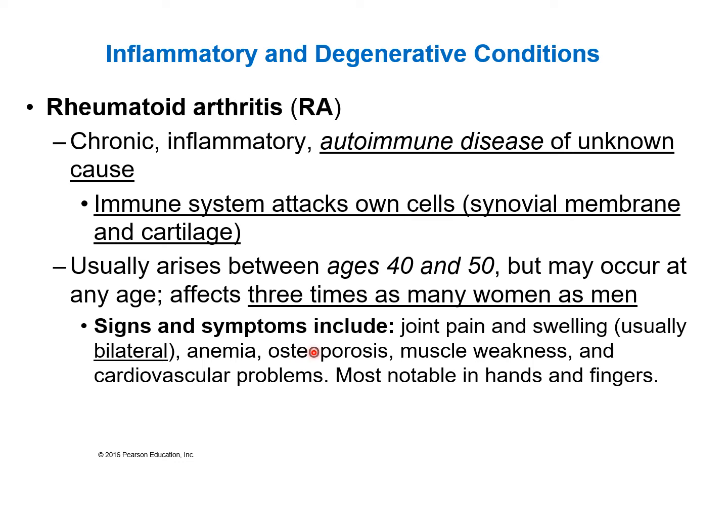Okay, so that's osteoarthritis. What about rheumatoid? Rheumatoid arthritis is completely different from osteoarthritis. The reason it's completely different is partly due to the cause. What is the cause of this? Well, it's due to an autoimmune situation. What does autoimmune mean? Autoimmune means that your own immune system is attacking your own tissue.